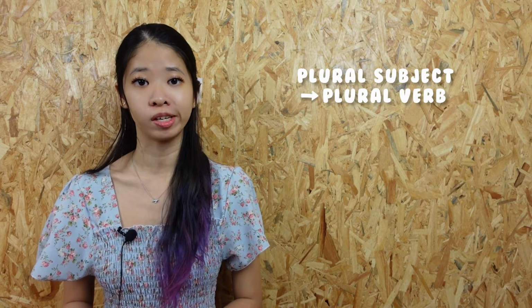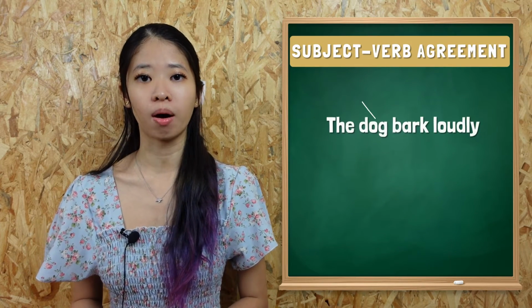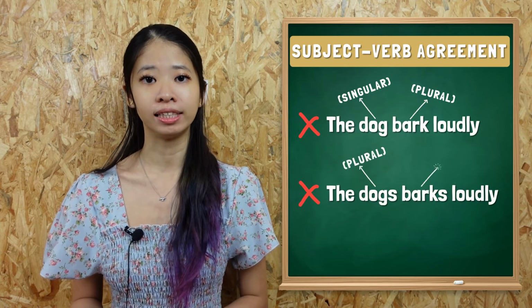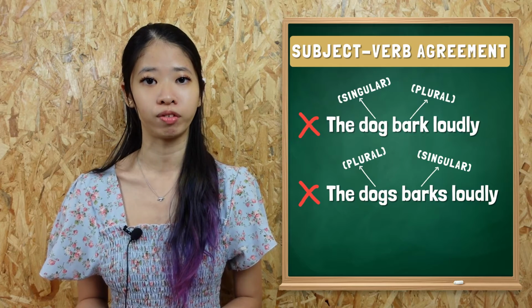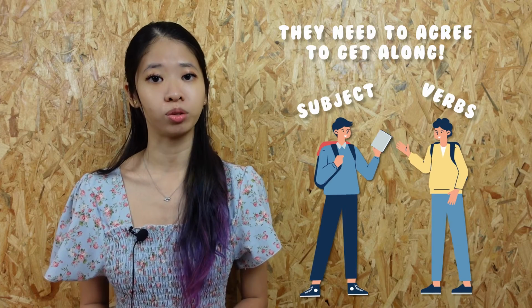Conversely, a plural subject will agree with a plural verb. For example, the dogs bark loudly. It is incorrect to say, the dog bark loudly or the dogs barks loudly, since the subjects and verbs in both sentences do not agree with each other. Think of subjects and verbs as friends, and in order to get along, they need to agree.